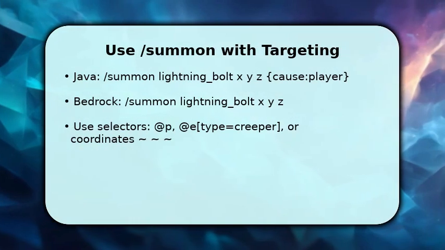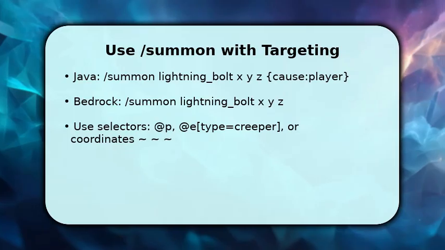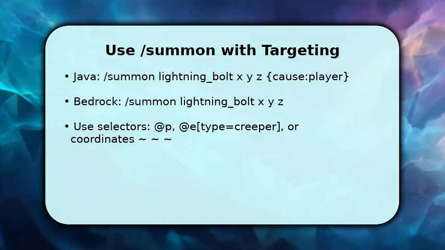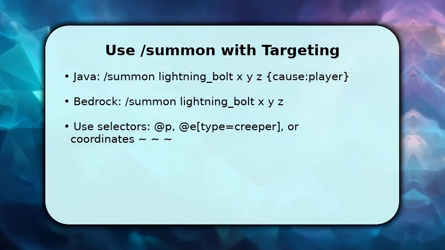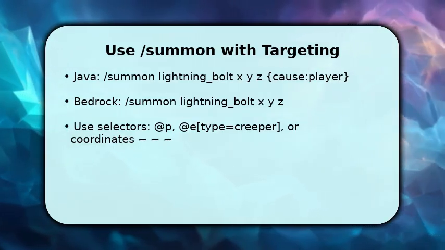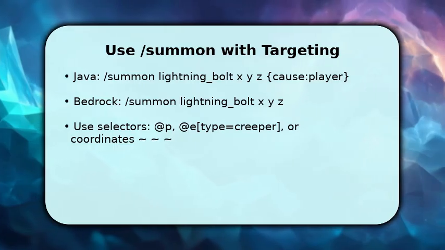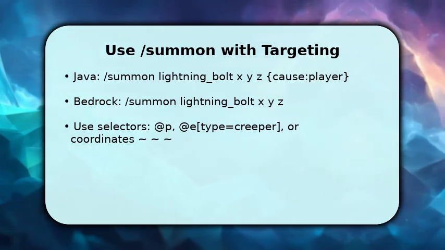Now you execute the summon command to create Lightning at the target. In Java, use the precise entity name and optional data tags. In Bedrock, the summon is simpler. Type coordinates or a selector so you control where Lightning strikes. For example, use ~~~ for your current position.